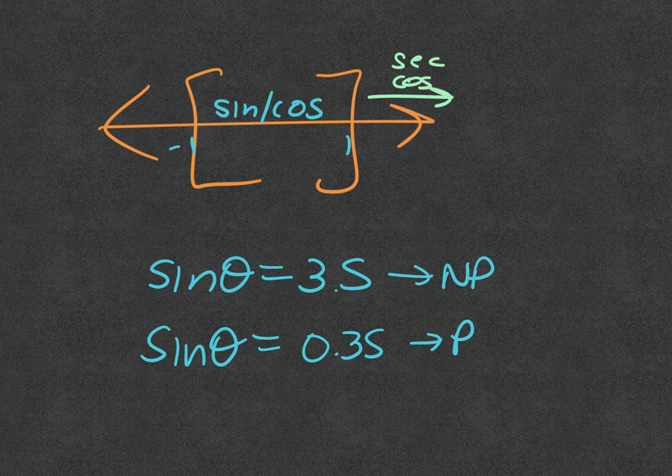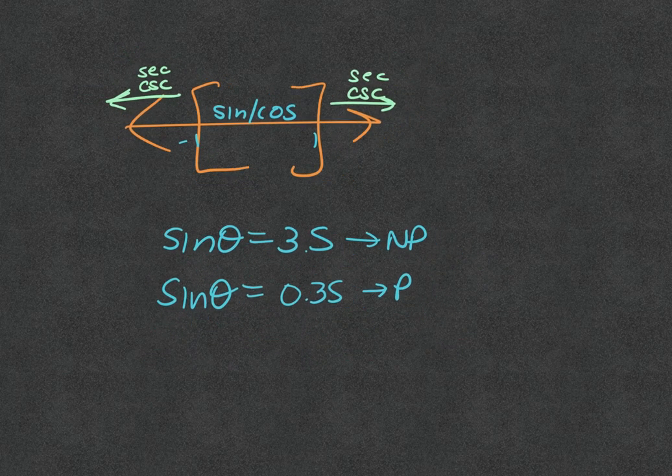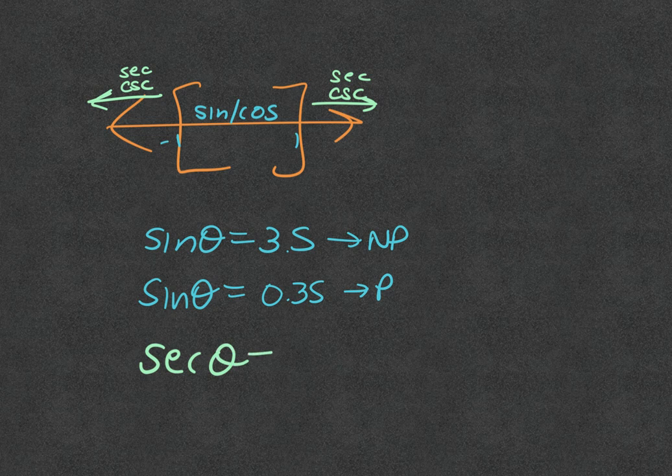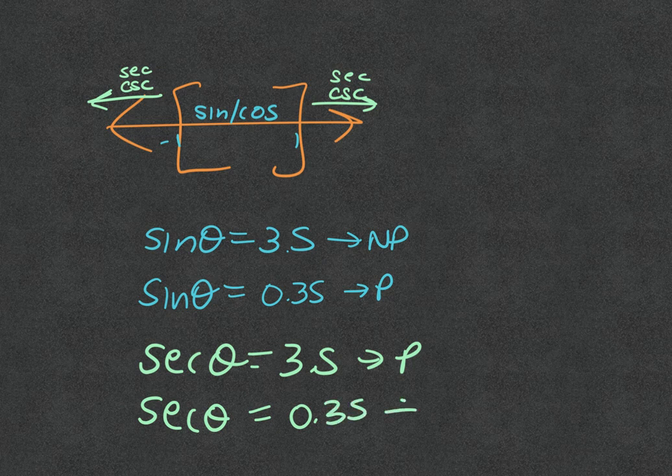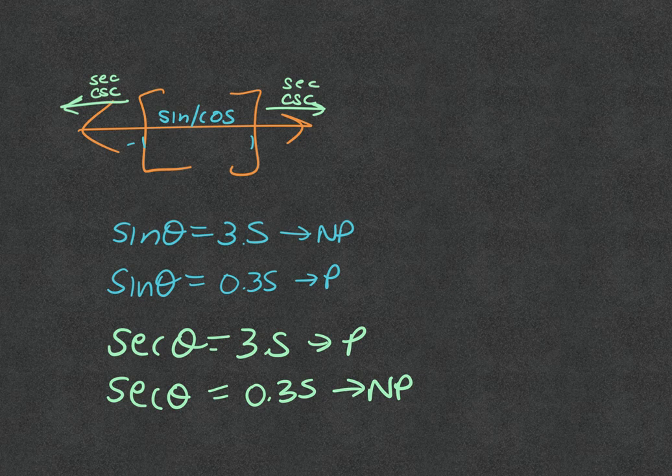Has to be bigger. Why did I write cosine? Cosecant. Because you're doing the reciprocals of those. So if it said secant of theta equals 3.5, possible. Secant of theta equals 0.35, not possible. And then tangent and cotangent can be any value.